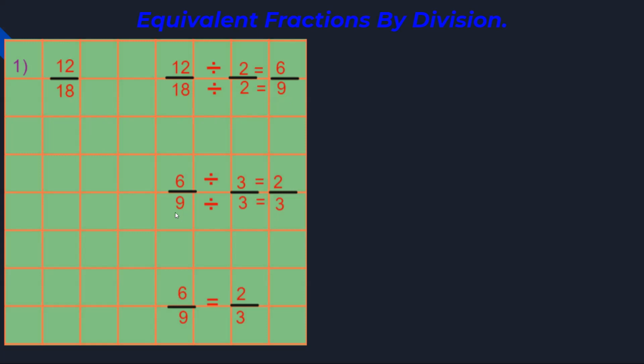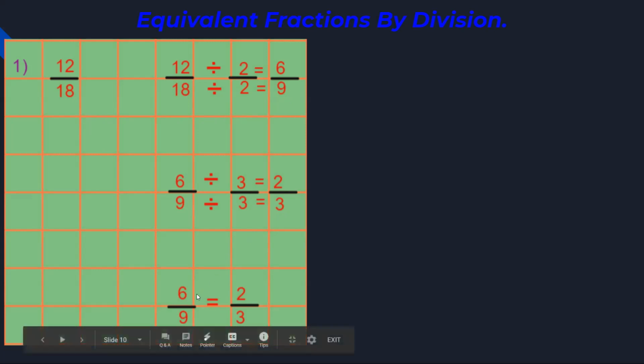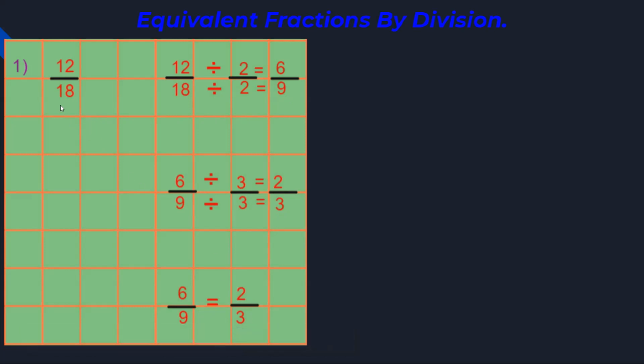Now we will take 6 upon 9 and we know that both are divisible by 3. 6 divided by 3 upon 9 divided by 3 equivalent to 2 upon 3. So now 6 upon 9 is equivalent to 2 upon 3, which is equivalent to 12 upon 18. So this is the way of writing the equivalent fraction by division.